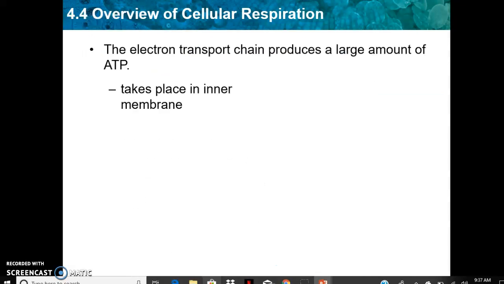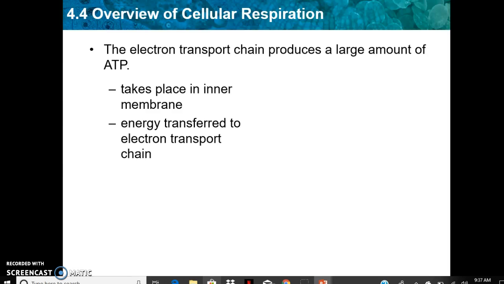All right, so the electron transport chain is going to produce a large amount of ATP. This part takes place inside of that inner membrane of the mitochondria. So again, we have an electron transport chain, not unlike what we saw in photosynthesis. And this is going to take place inside of the inner membrane of the mitochondria. And remember, even though we keep saying that this process is the mirror image of photosynthesis, cellular respiration is happening in plants also. It's happening in plant and animal cells.